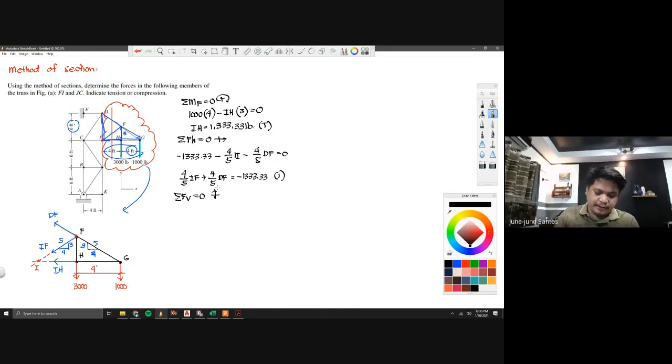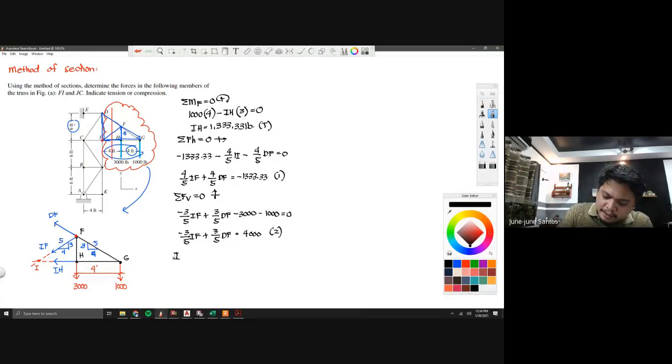Okay? And then also, I could have it summation forces vertical equal to 0, and then that is on the upward. Okay? So, I will have it as IF muna. So, negative 3 all over 5 of IF plus 3 all over 5 of DF. Okay? Minus 3,000 minus 1,000 equal to 0. So, simplifying, negative 3 all over 5 of IF plus 3 all over 5 of DF equals to 4,000. Equation 2. You have equation 1 and then you have equation 2.